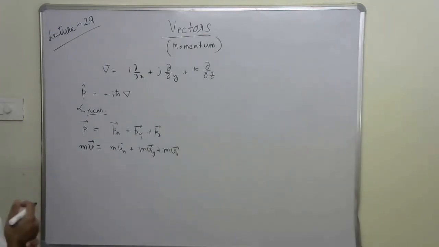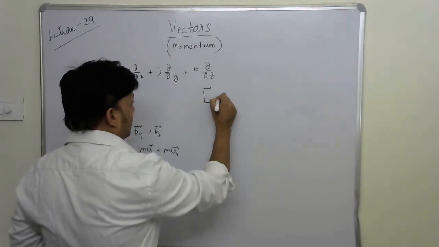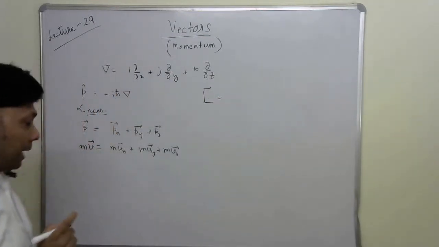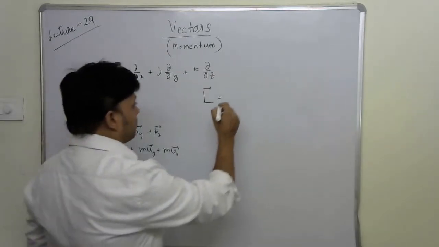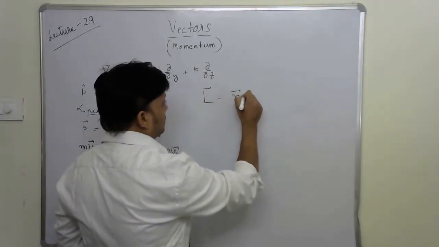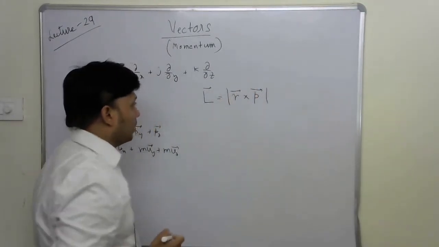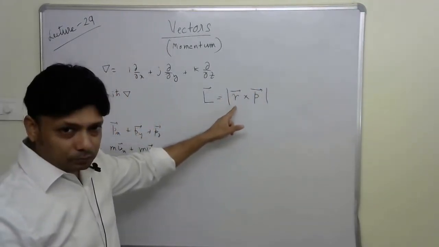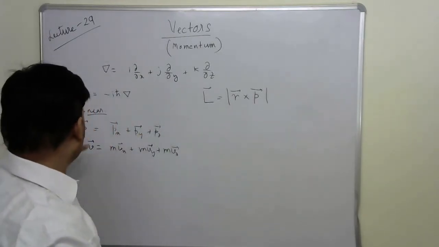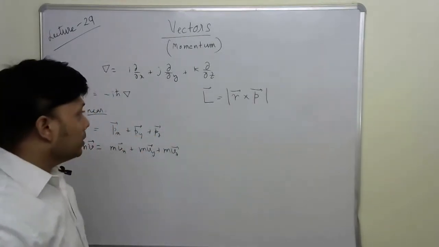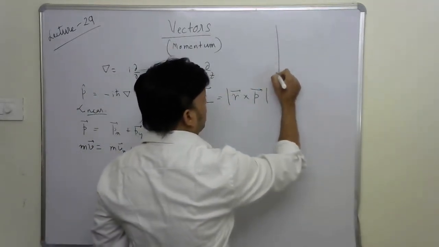Okay, so now here we talk about the angular momentum L. So the angular momentum L is defined as the cross product of two vectors, R cross P. Okay, so what is R? R is the position vector and P is the momentum vector. So the position vector R is represented by this.